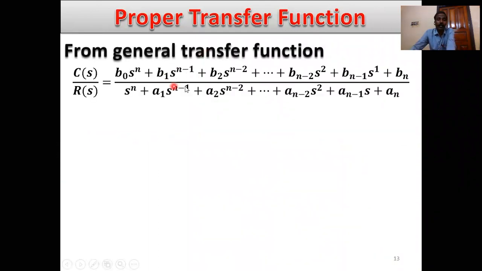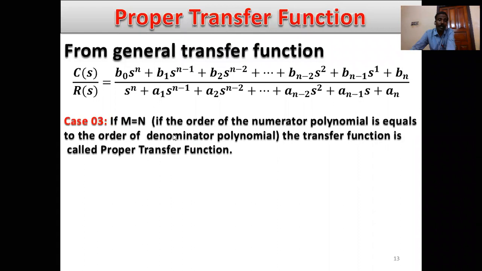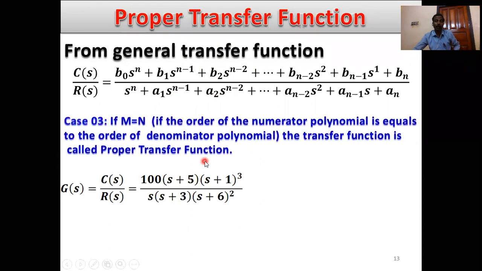Then, the proper transfer function. What is the definition? This is the general block diagram. This is case number 3: if the numerator power equals the denominator power, that means m equals n, the transfer function is called the proper transfer function. If the order of the numerator polynomial equals the order of the denominator polynomial, the transfer function is called the proper transfer function.